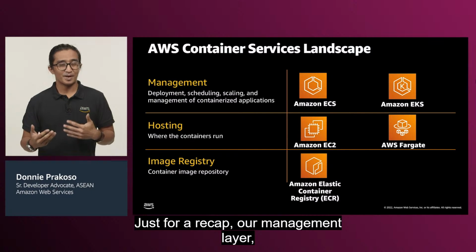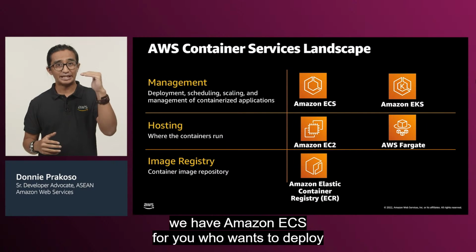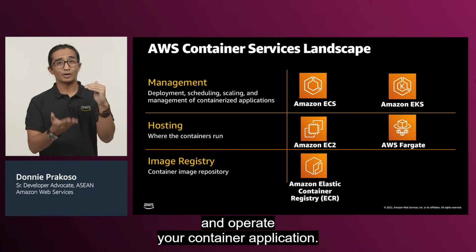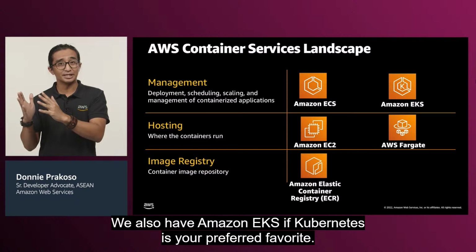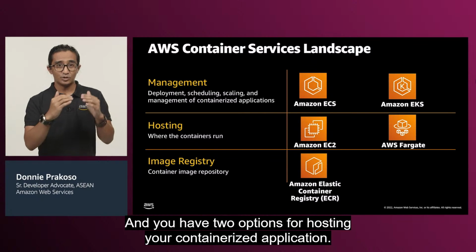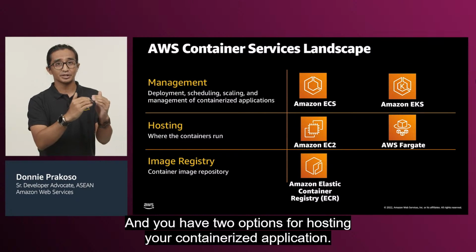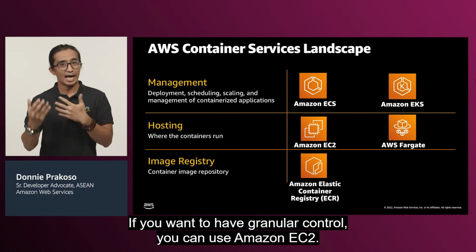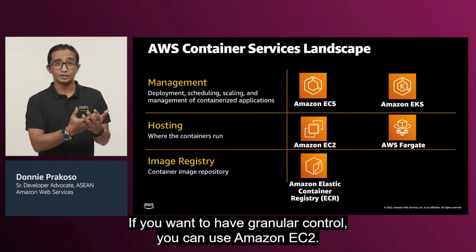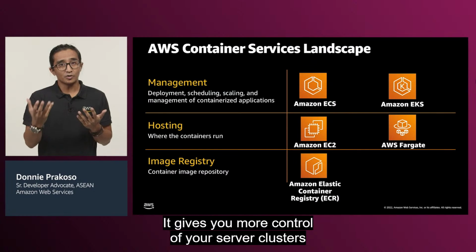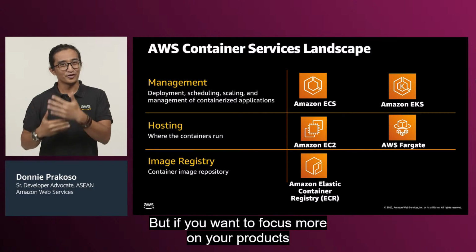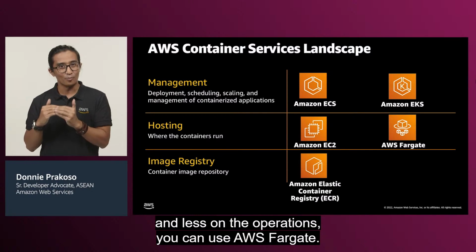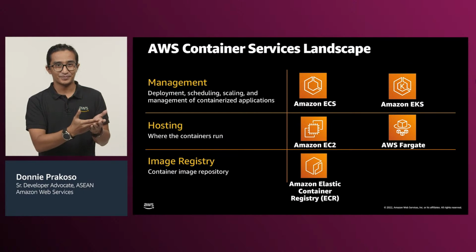Just for a recap, on the management layer, we have Amazon ECS for you who wants to deploy and operate your container application. We also have Amazon EKS if Kubernetes is your preferred flavor. And you have two options for hosting your containerized application. If you want to have granular control, you can use Amazon EC2. It gives you more control of your server clusters and provides a broader range of customization options. But if you want to focus more on your products and less on the operations, you can use AWS Fargate.